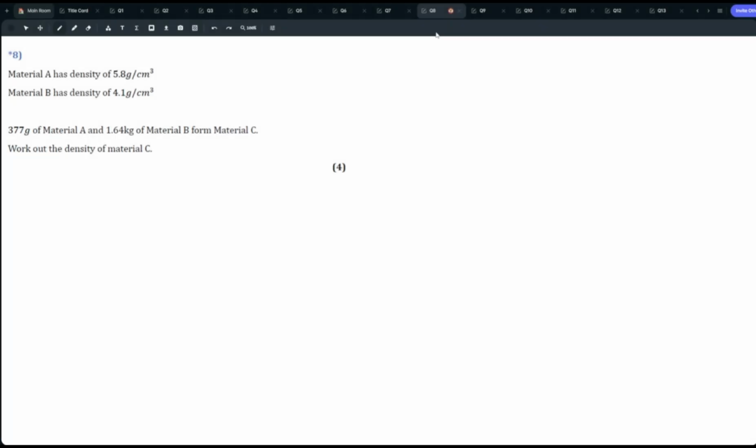And that's done. Question number 8, we have a density, volume and mass question. And we are given two materials with the density for both. It's then also told us the mass per material, and we want to work out the new material C. Just like the speed, distance, and time question I did earlier, this is going to be very similar. What I want to do is make a table because again, it'll make it so much easier. Okay, so material A, B and C.